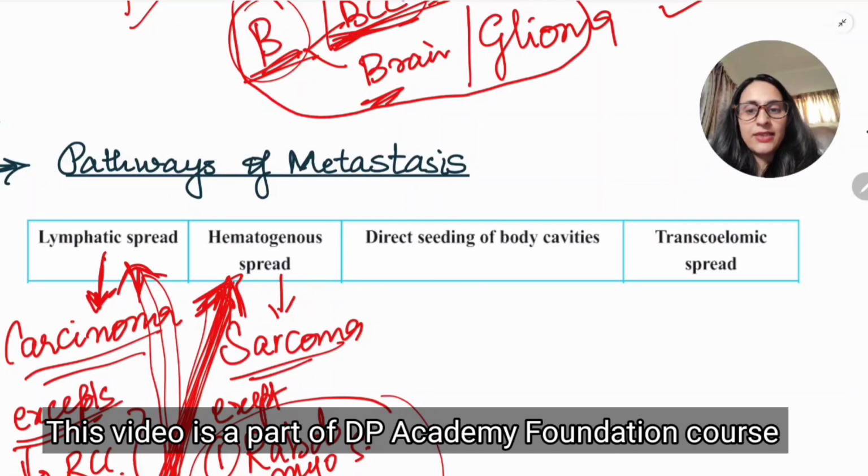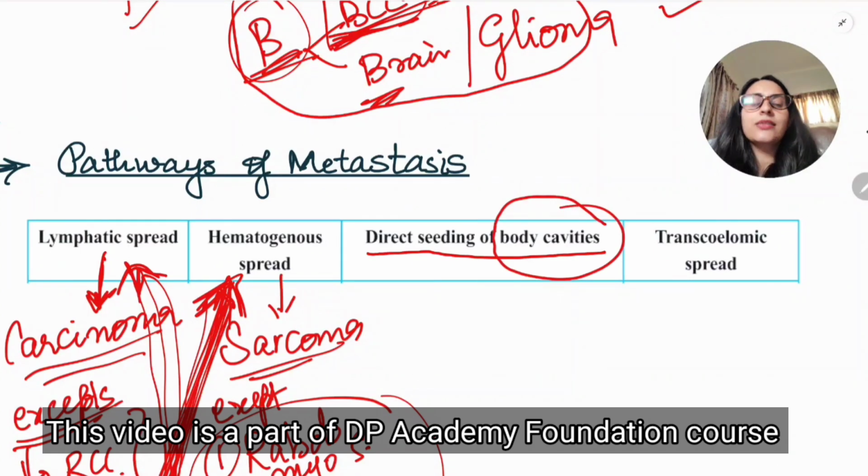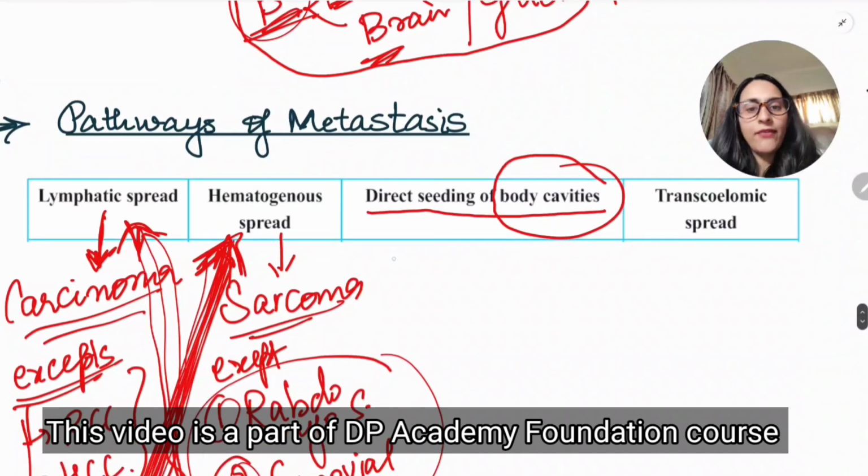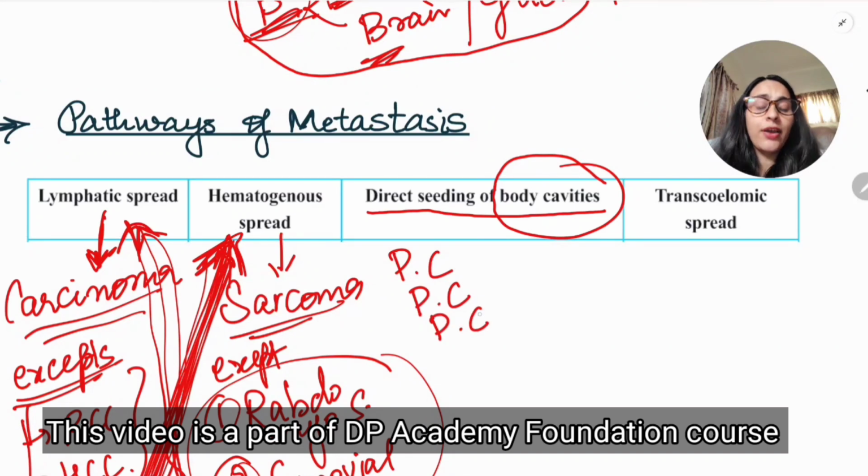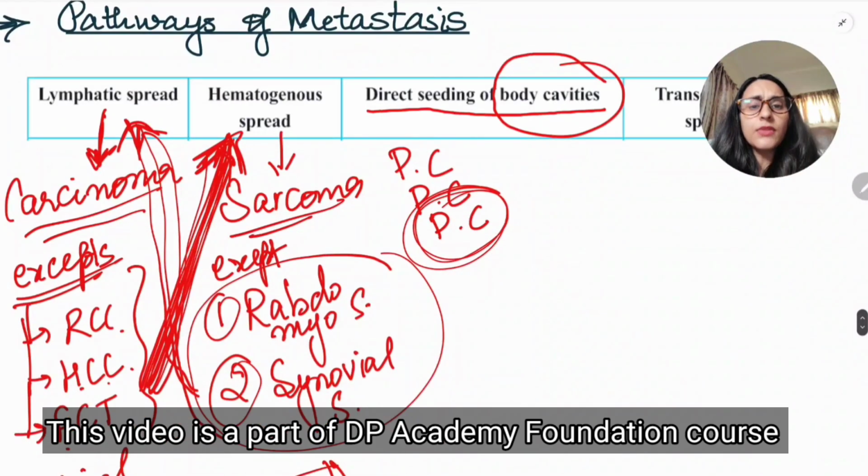Now coming to the third type of metastasis, that is direct seeding of the body cavities. That means the cancer is going and sitting in the body cavities. Body cavities can be pleural cavity, pericardial cavity, or peritoneal cavity. Peritoneal cavity is the one that is around all the GI organs, and that is why peritoneal cavity is the largest cavity in the body.